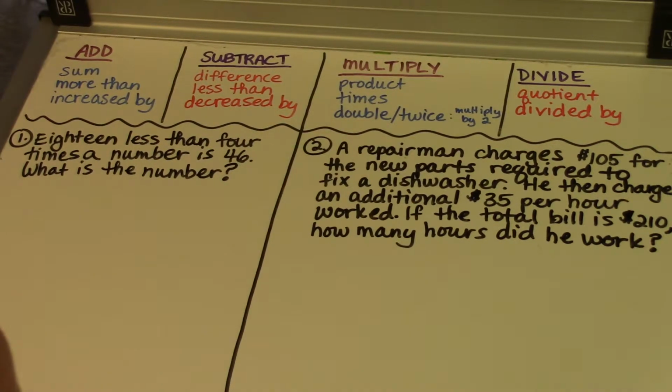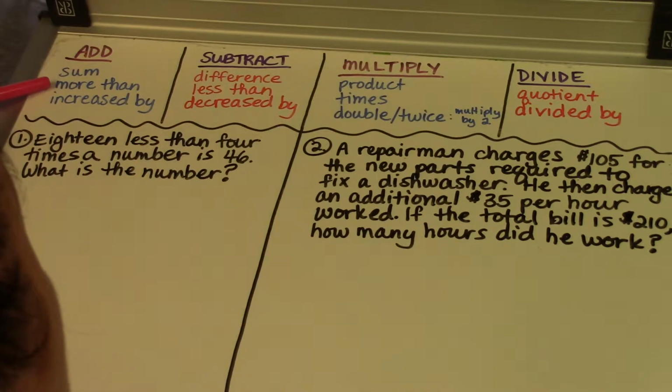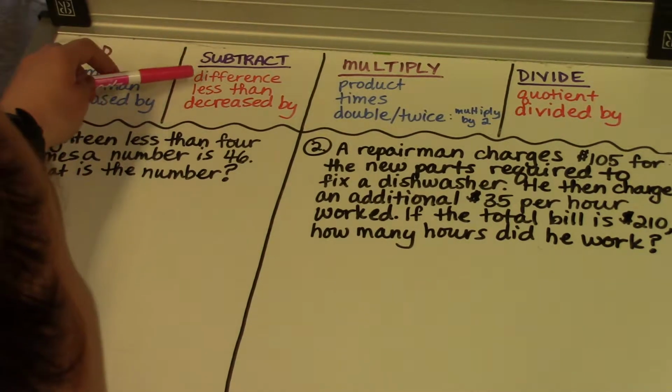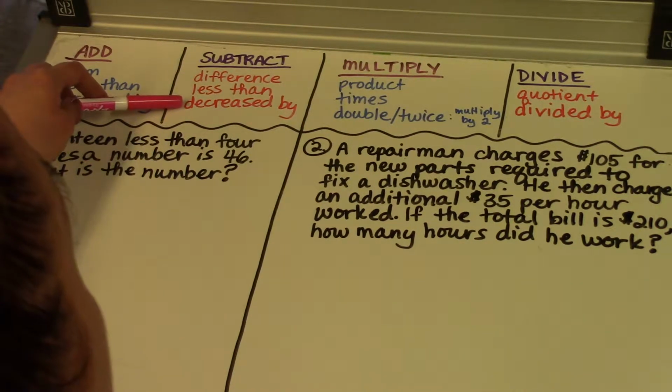For this section on translating sentences and solving word problems, we need to remember some of the common phrases and words that represent the 4 basic math operations. For adding, some words that mean the same are sum, more than, and increased by. For subtraction, we have the words difference, less than, and decreased by.